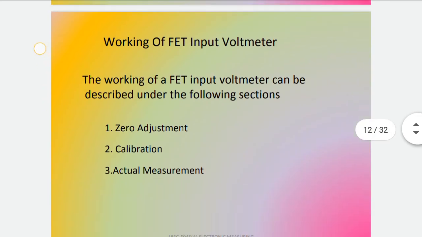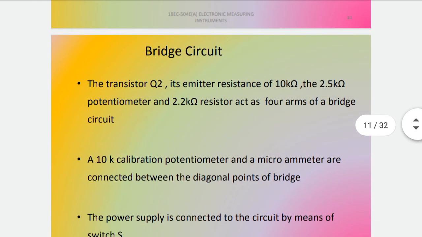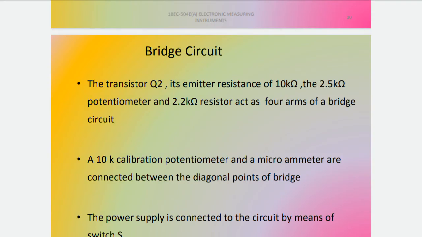Now coming to the working action of the FET. Before going to the working action, let us discuss the bridge circuit once again. The bipolar junction transistor along with the resistors R1, R2 and R3 forms a balanced bridge circuit. The bridge balance is obtained by adjusting the zero adjustment resistors such that for zero input the pointer shows 0. The basic meter will act as a null detector.